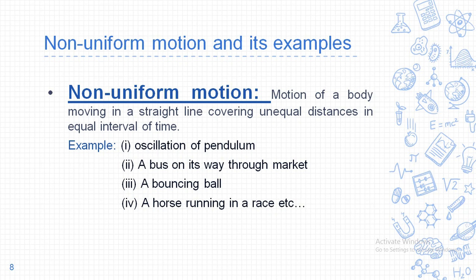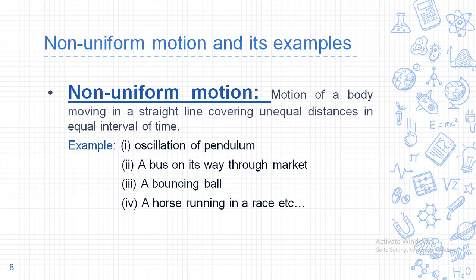Next one is non-uniform motion. Non-uniform motion means if a body is covering unequal distance in the same time interval or fixed time interval, it is said to be in non-uniform motion. Suppose you are going to pass through the market. At that time, sometimes you have to accelerate your bike, or sometimes you have to stop your bike, or sometimes you have to decrease the speed of the bike. So you can see that the distance covered by your bike or any vehicle is not the same in the same time interval. Hence, it is said to be in non-uniform motion.